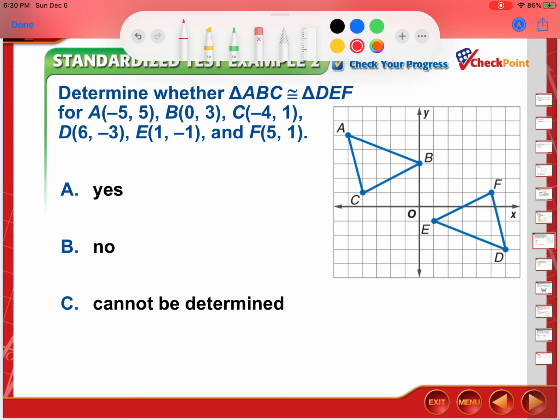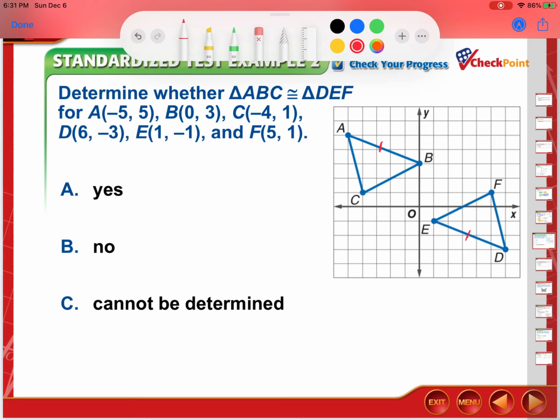So typically, what we would have to do is calculate the side lengths of all three sides using distance formula and seeing if the sides match up to prove that these are congruent or not. So what I'm going to do, first things first, is label the corresponding sides based on this congruence statement.